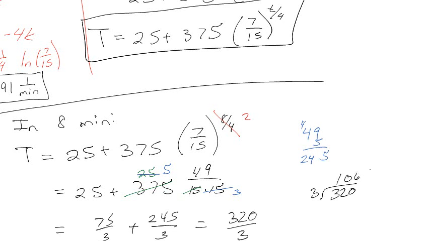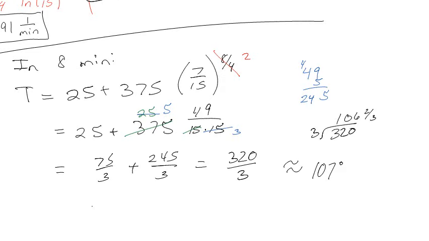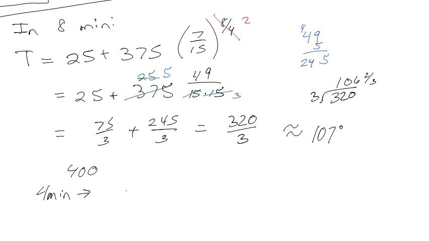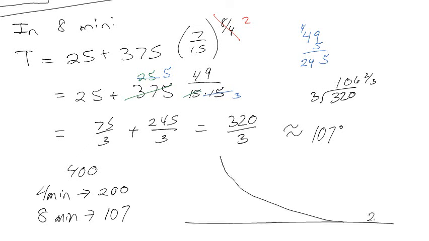106 and 2/3. So approximately 107 degrees. So it kind of makes sense, so after 4 minutes, it goes basically down by a half. So we got to kind of think about it and make sure. So we said it started out at 400. In 4 minutes, it went down to 200. In 8 minutes, it went down to almost another half again. So this kind of makes sense. So you're kind of getting this kind of thing going here, and it's going to level out at 25 degrees.